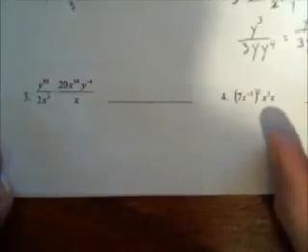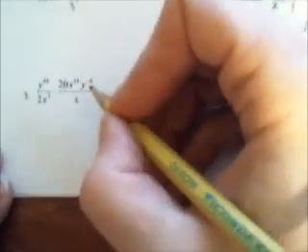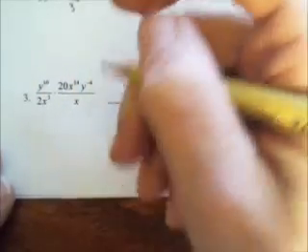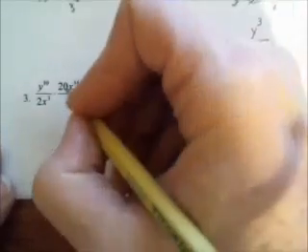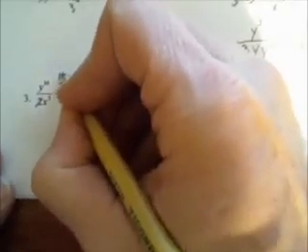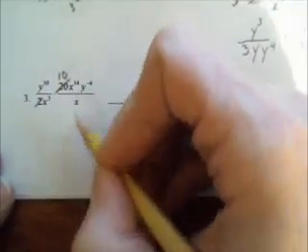Our next example. Again, I'm looking and seeing that I don't have any terms. There are no pluses or minuses. This is all multiplication across the top and across the bottom. So what I have here is a 20 in the top and a 2 in the bottom, and 20 divided by 2 is 10. So there's my numerical coefficient.